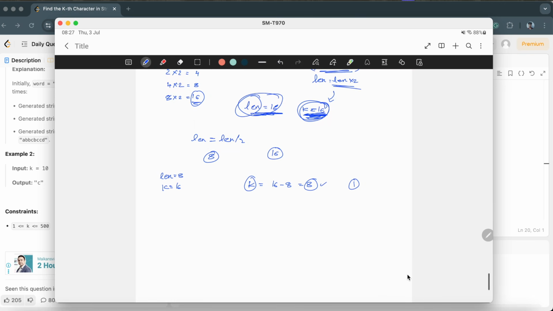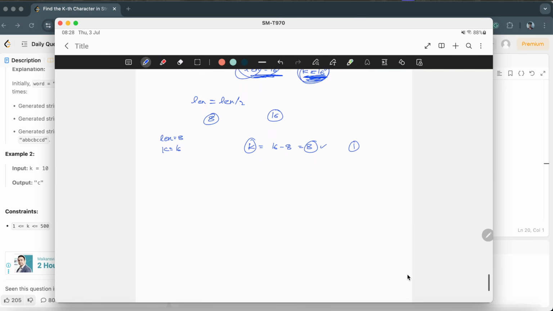Just try to think about this. One shift we have done. Again the same operation we will do. Let's divide this length by 2. Length is now 4, k value got updated to 8, so again k value is 8 minus 4, which is 4. This was the second shift.